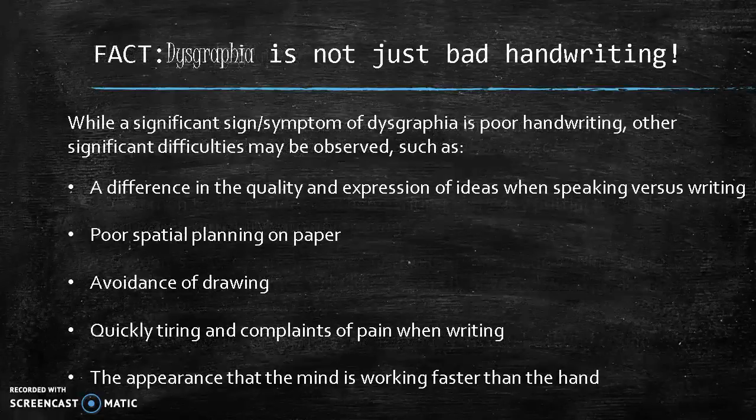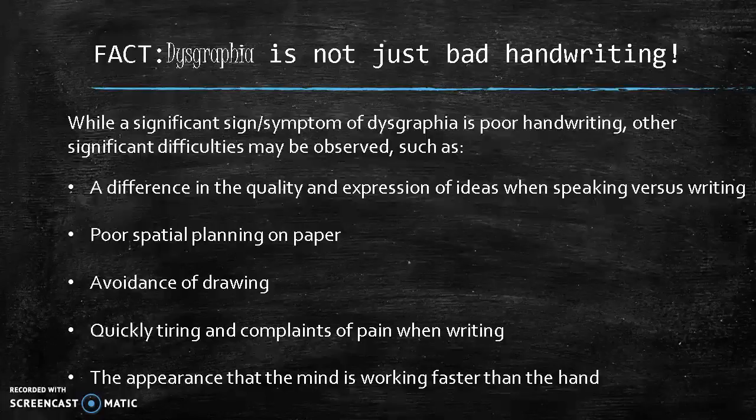Dysgraphia isn't just bad handwriting. So here I've listed a few other signs of dysgraphia that you might notice in students in your classroom. There's a difference in the way that they speak and write when sharing ideas. They can't plan very well spatially on paper, so they have a hard time organizing their work. They don't like to draw, so that can be a problem in a math class a lot of times, especially geometry, trigonometry, those types of classes.